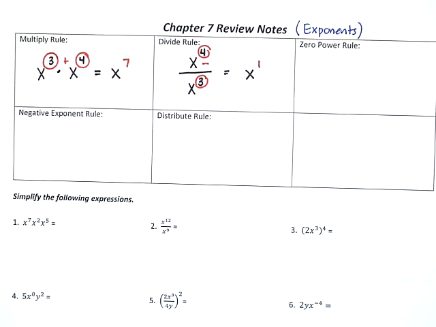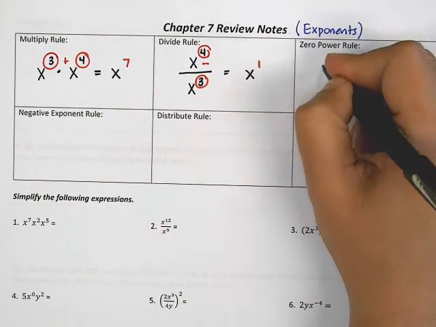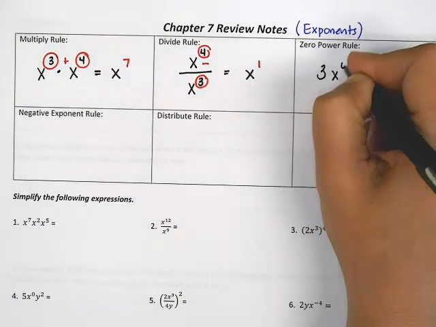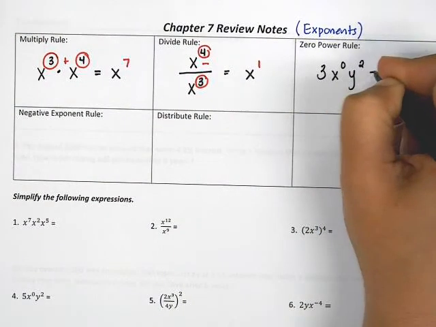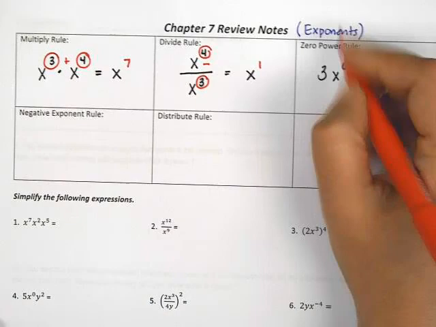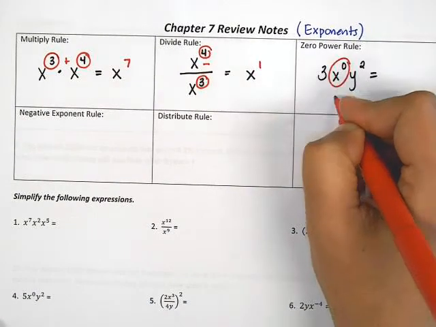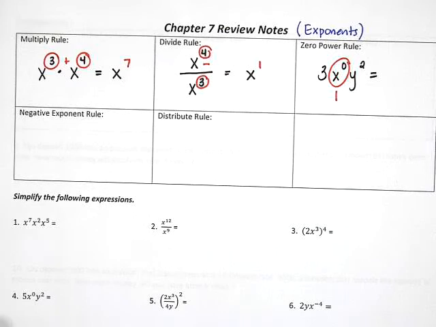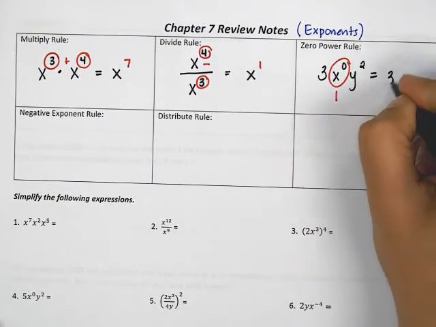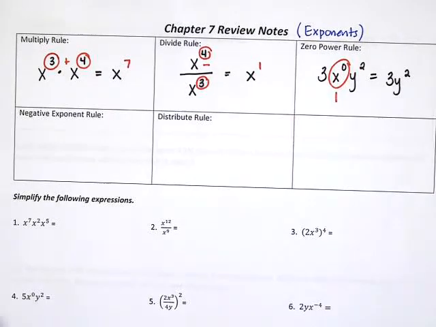We also learned that anything to the 0 power, so 3 times x to the 0 times y squared, anything to the 0 power is worth 1. So we could simplify this by doing 3 times 1, which is just 3y squared.